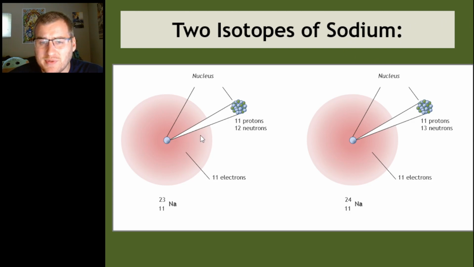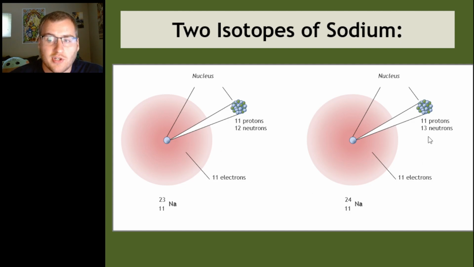The only thing different between these two pictures is the number of neutrons. The one on the left has 12, the one on the right has 13. That's going to make their masses different. If we look down here at this symbol, called the nuclide symbol, the number down here is the number of protons, 11. The number at the top is the mass, which is 23, because it's 11 plus 12.